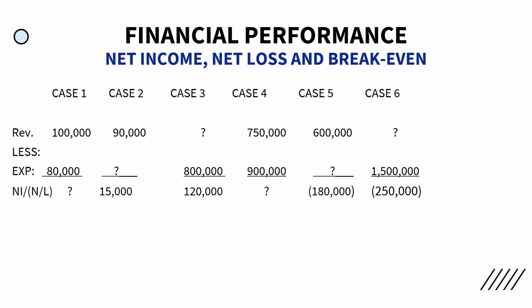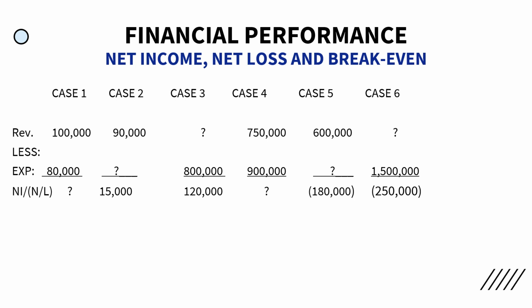In case 3, revenues is the amount to be computed, less expenses of 800,000, net income is 120,000. So working back, the revenues is 920,000 because there is a net income and the revenues must be higher than 800,000. So answer is 920,000. In case 4, 750,000 of revenues less expenses of 900,000. Therefore, the net loss is 150,000. So in here, the answer is negative 150,000.